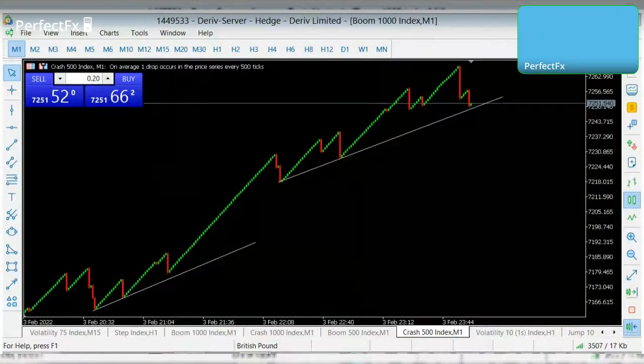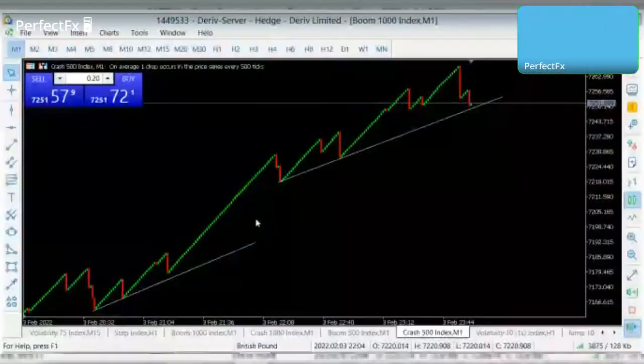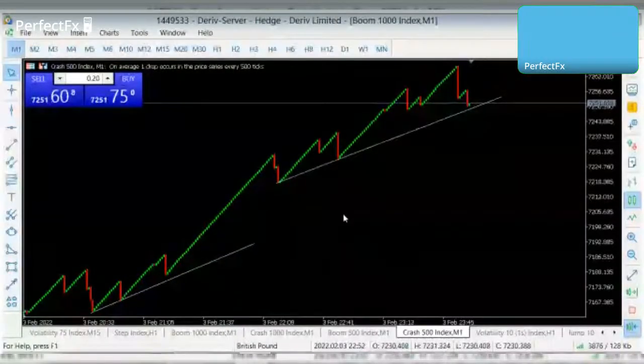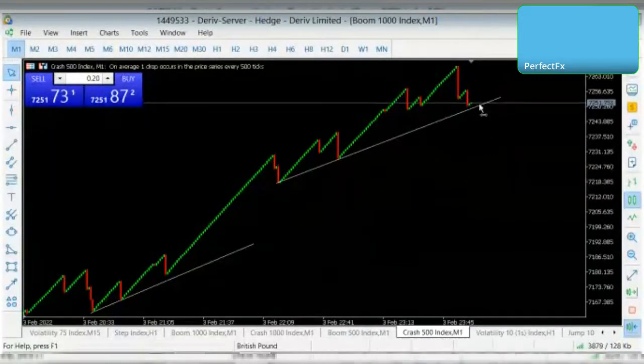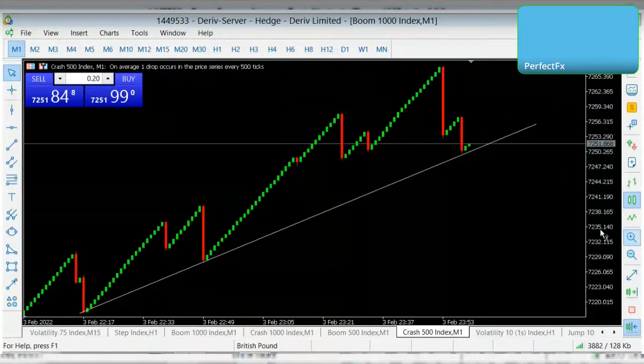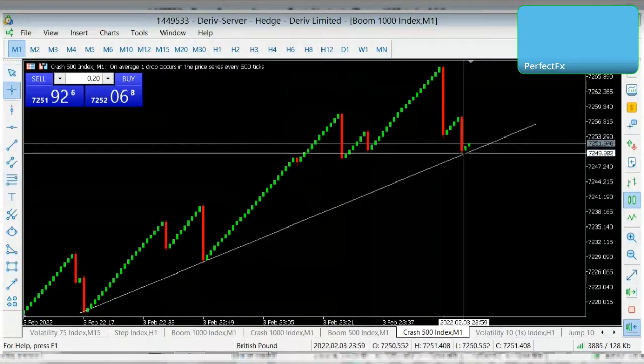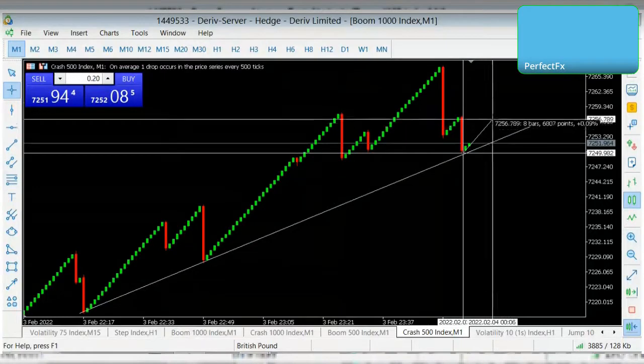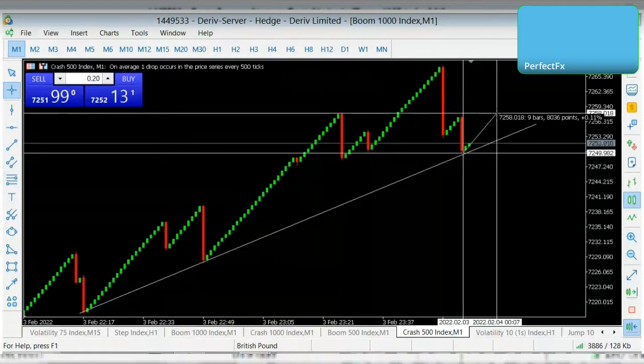So guys, in my last video I showed you how you can use this strategy to pick trades on the 1 minute time frame. As you can see right now, price has aligned to our trend line. So we're looking at holding this market for a 10 candle buy to the upside.